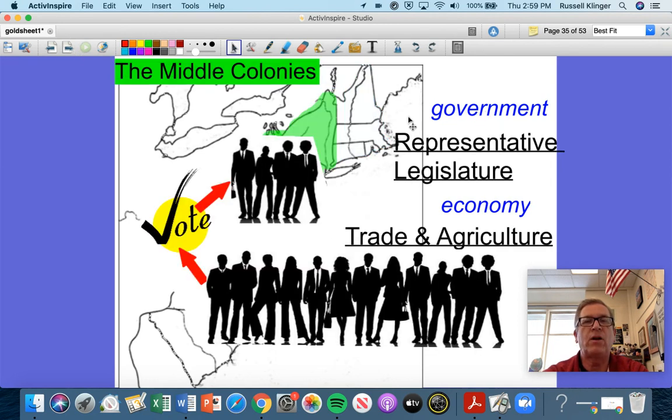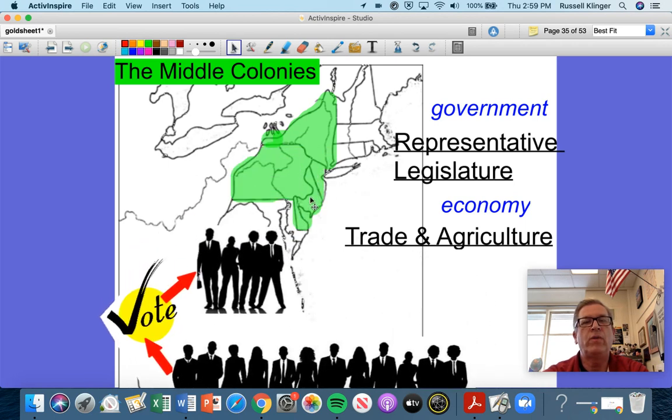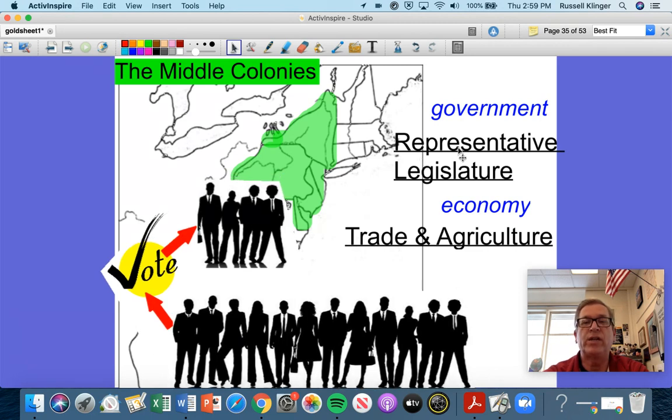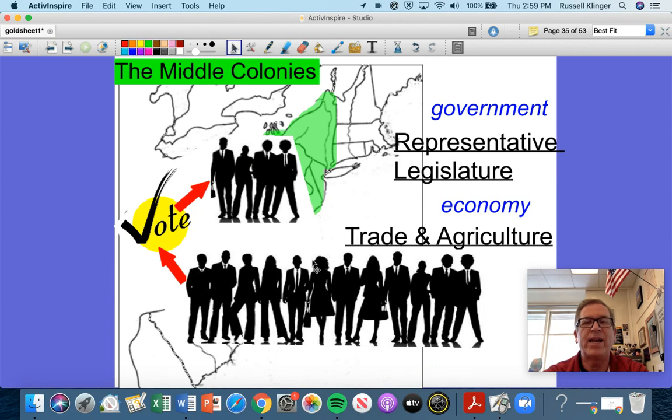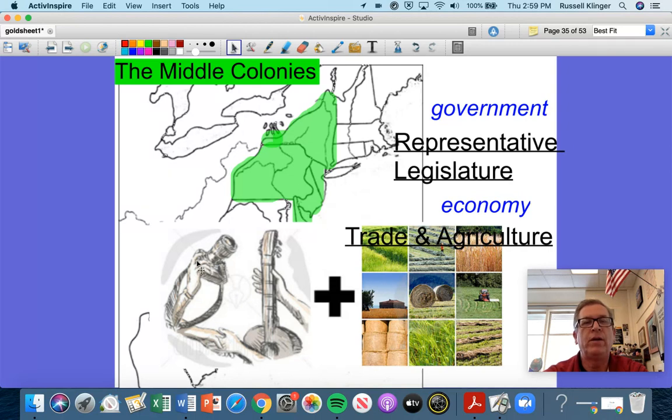The middle colonies also had a representative legislature. So you see here where we have New York, and we go down here to New Jersey and Pennsylvania, and this area here. These colonies also had a representative legislature. So they had people that represented the population. They spoke on their behalf and made decisions on their behalf. They were elected. And they had a trade and agricultural economy. So they were manufacturers. They made furniture. They were like artisans, but they also grew crops. In fact, Pennsylvania is one of the great agricultural states even today of the United States.